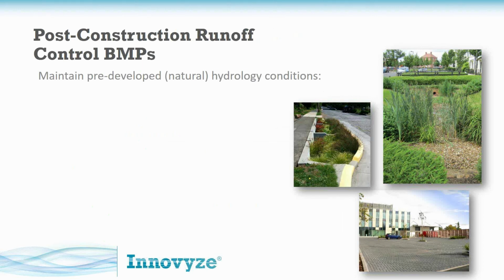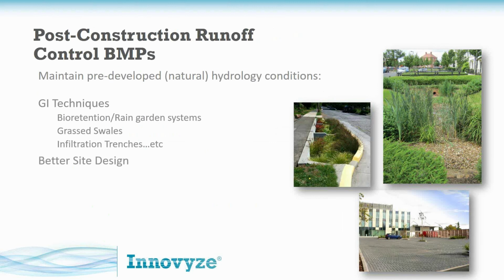Rain lands on the site, a little bit infiltrates, actually a lot infiltrates and a little bit runs off. Water hydraulically then moves through our streams and our ecosystems. So we want to maintain that. Part of that practice is with GI techniques, green infrastructure techniques. And we'll look at these in a moment. So bioretention, grass swales, infiltration trenches, and so on and so forth.